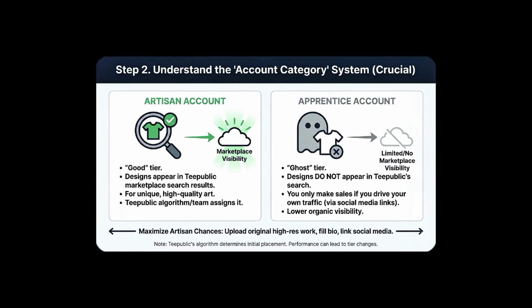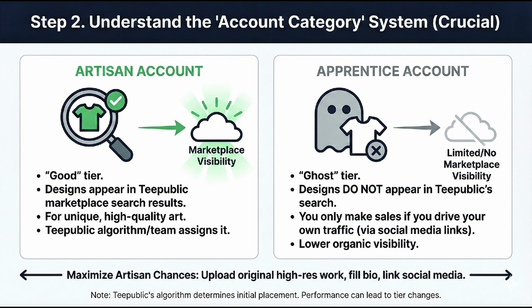Alright, listen up, because this is honestly the make or break moment for your shop in 2026. We are moving on to step 2. Understand the account category system. Crucial. And I mean crucial. As soon as you sign up, Teepublic's algorithm places you in one of 2 tiers.